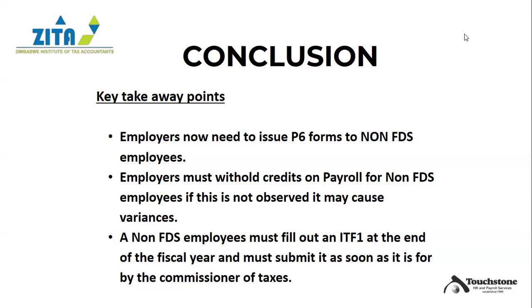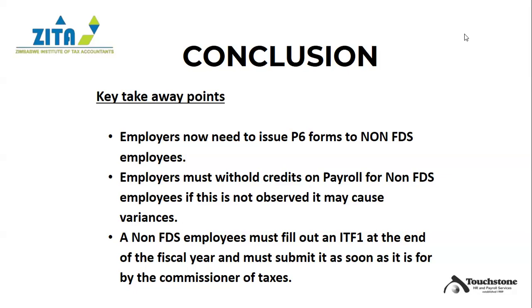Number two, employers must withhold credits on payroll for non-FDS employees. If this is not observed, it may cause variances. Please ensure that you get the update. And then number three, non-FDS employees must fill out an ITF-1 at the end of the fiscal year and must submit it as soon as it is called for by the Commissioner of Taxes. So ensure that for your non-FDS employees, they actually get the ITF1 and they fill it out.